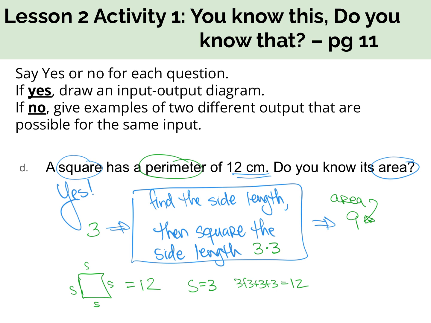So the number that we put into this, we actually started with the 12. Here, I'm going to change this color. So the 12 needs to come into here. We found the side length and then multiplied it by itself to get the 9. Okay, so input was 12, did all that stuff, and then output was 9.